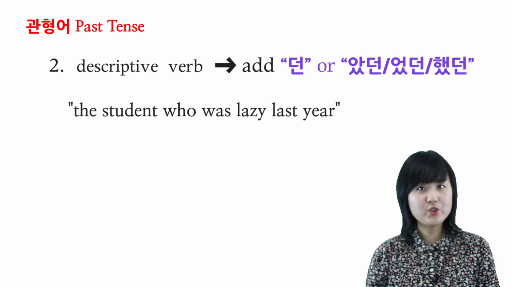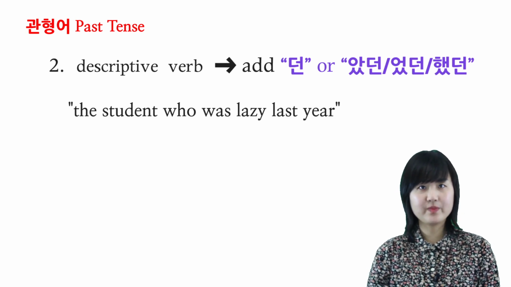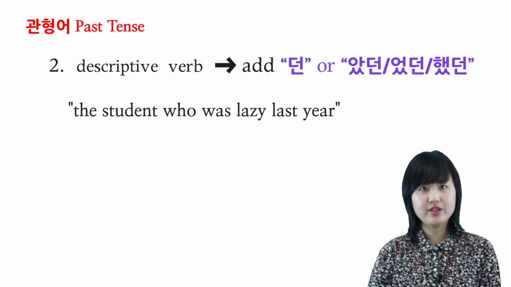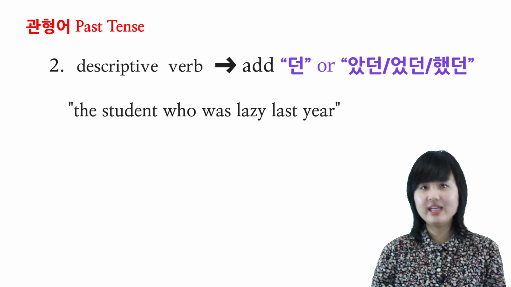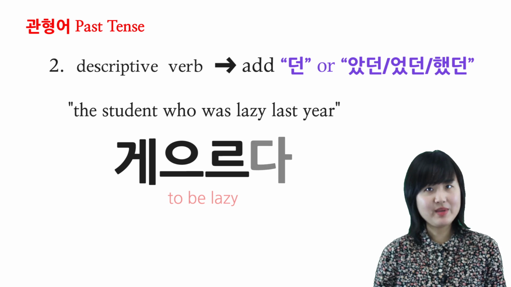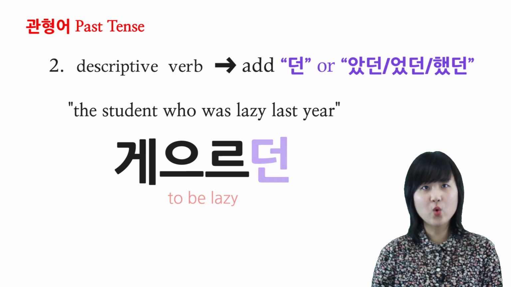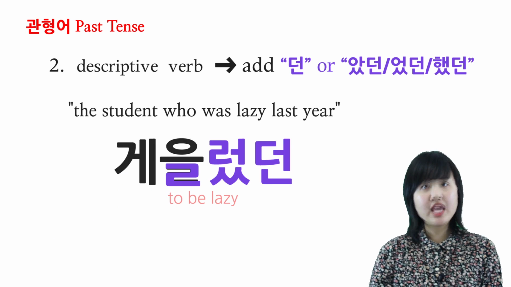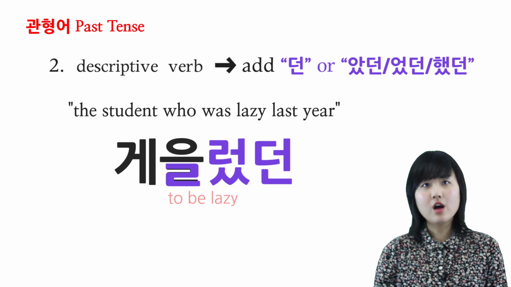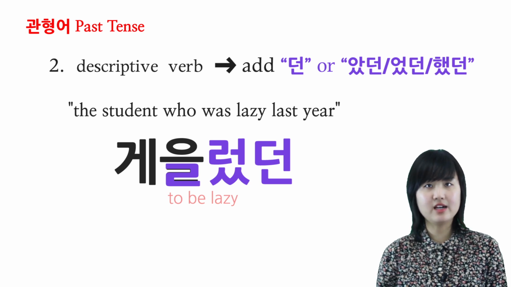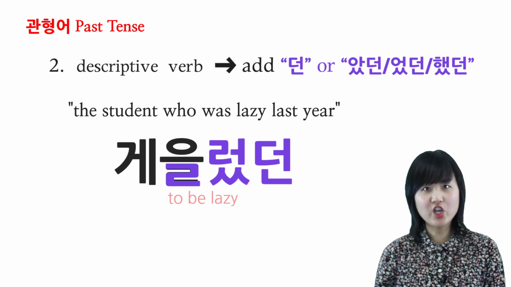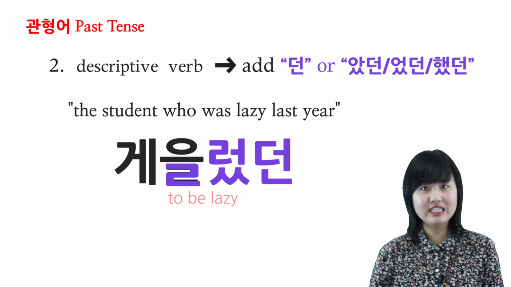What about the student who was lazy last year? We have to use the word lazy because it modifies the student. To be lazy in Korean is 게으르다, and it's a descriptive verb. So it can be either 게으르던 or 게을렀던 if you want to use 았던, 었던, 했던. Also notice that 게으르다 is a 르 irregular verb, so it becomes 게을렀던 instead of 게으렀던.